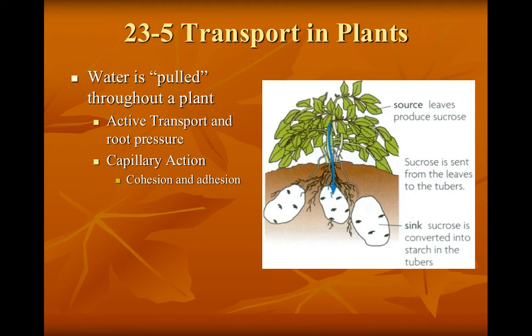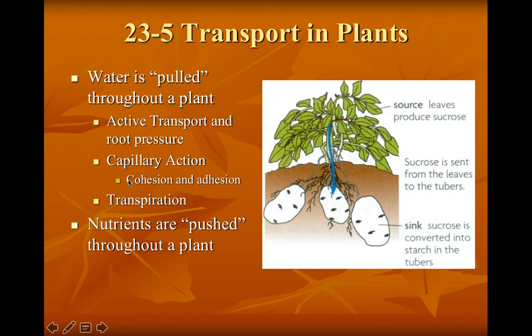Okay, so because water has these two properties, water basically gets pulled. It's attracted to the walls of the tube it's traveling through and to other water molecules, and so the water ends up getting pulled upwards towards the leaves and towards where the water is being used, like the rest of the plant, where photosynthesis is happening. That's another way that transport of water is happening.